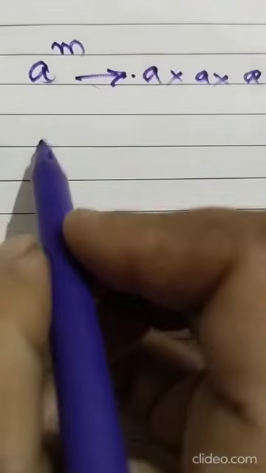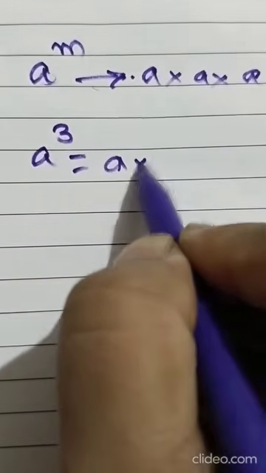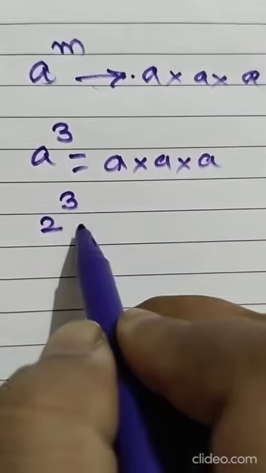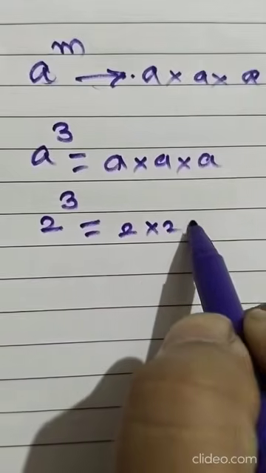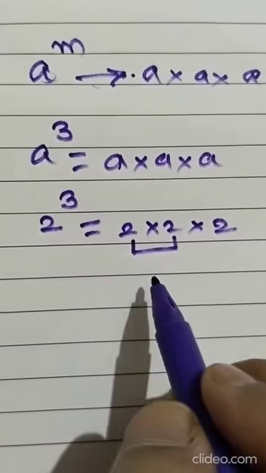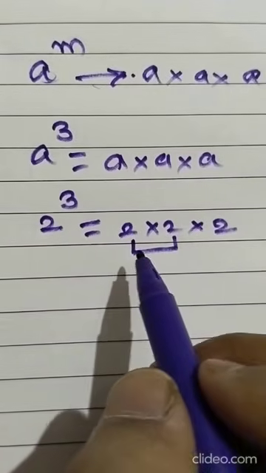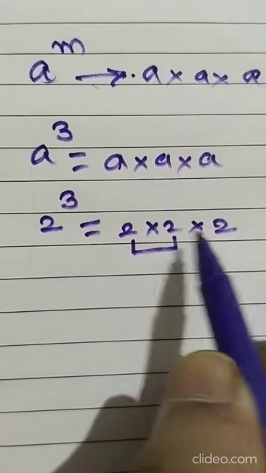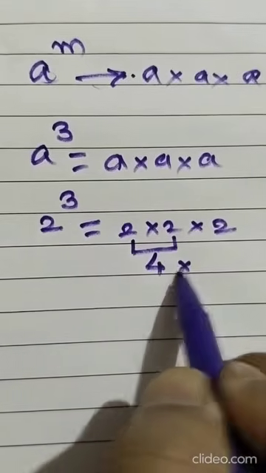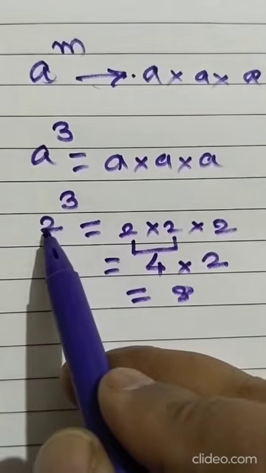For example, a raised to power 3 is the same as a multiplied by itself 3 times. The magnitude is given by doing the actual multiplication. So in the example, 2 raised to 3 is 2 multiplied by itself 3 times. It is not 2 multiplied by 3, it is 2 multiplied by 2 multiplied by 2, which gives us 2 times 2 is 4, times 2 is 8. So this is read as 2 cubed.